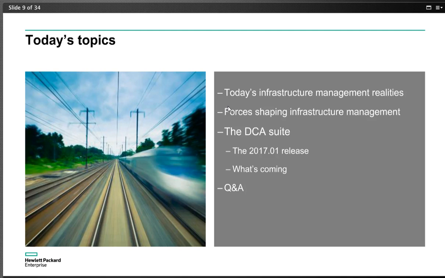I'm going to open the session with a brief discussion about the realities of infrastructure management, the challenges facing IAM today. Then I'm going to hand it over to Vikram, who will talk a bit about the forces shaping infrastructure management. In that light, he will introduce the DCA suite, the 2017-01 release. He'll also talk a bit about what's coming in the next releases. We'll wrap up with a Q&A section. I'll lead this section with some frequently asked questions that we get from the field, some top-of-mind questions from customers, and then we'll open the floor to you for your own questions.